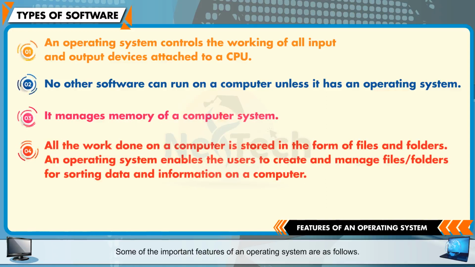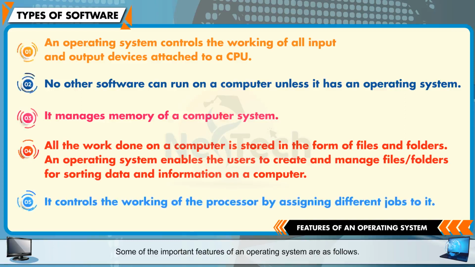All the work done on a computer is stored in the form of files and folders. An operating system enables the users to create and manage files or folders for storing data and information on a computer. It controls the working of the processor by assigning different jobs to it.